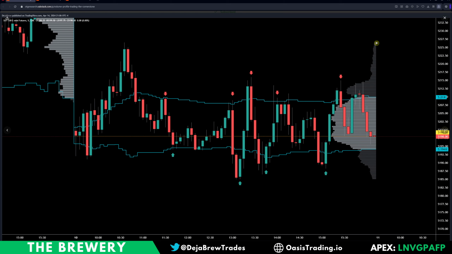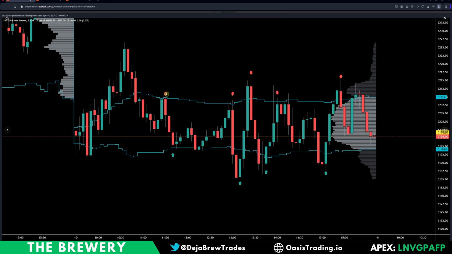At the end of the day, you can see the bell curve, the D-shaped profile. POC is towards the middle. It's slightly towards the low on this one. Volume is falling off towards the high. Volume is falling off towards the low. And we don't see any major nodes towards the high of day or low of day.